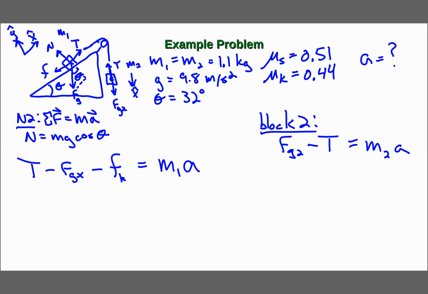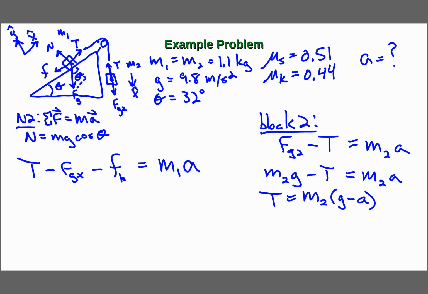And right now, A is positive, but the truth is we're being non-committal. We're going to see if A is positive or negative when we get the answer. And so then that tells us that tension, well, hold on. Let me take smaller steps here. So Fg2 is going to be m2g, the weight of block 2, and then that's minus T equals mass 2 times acceleration. And that tells us that tension is going to equal m2 times g minus A.